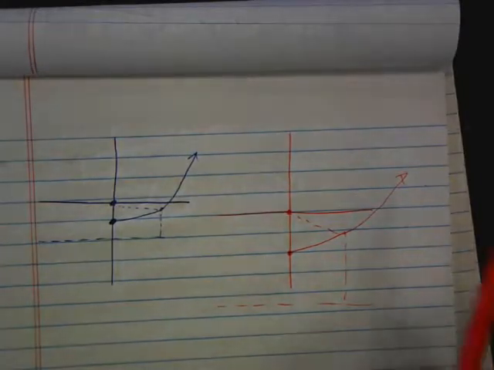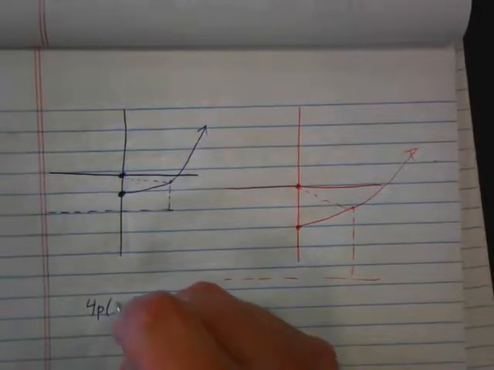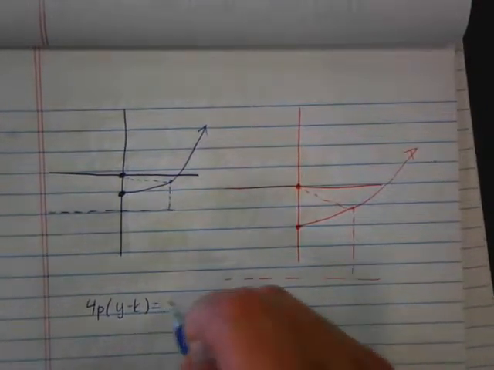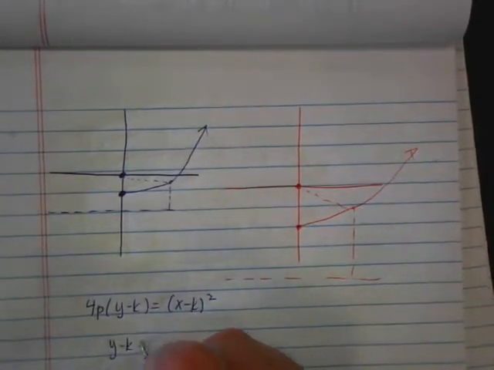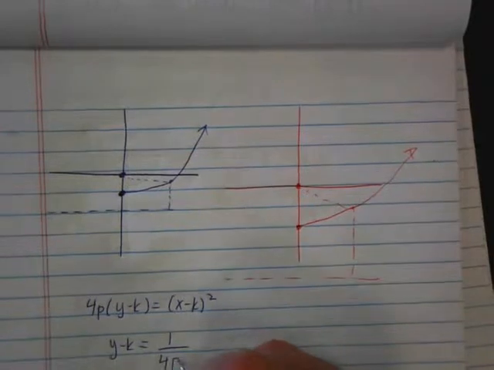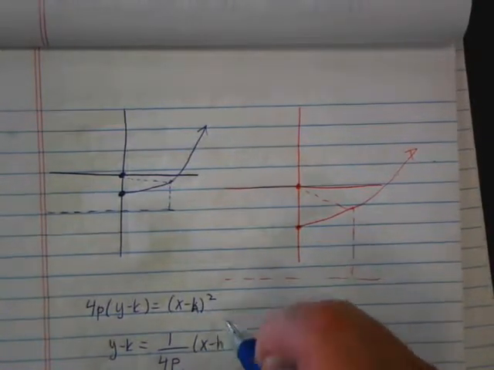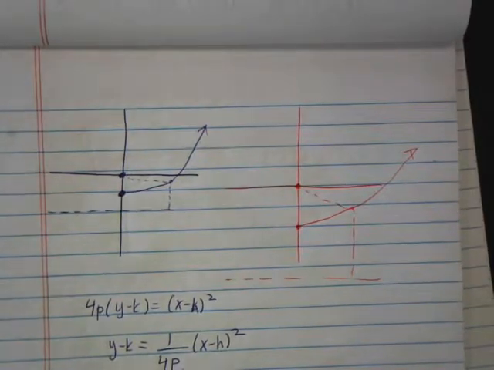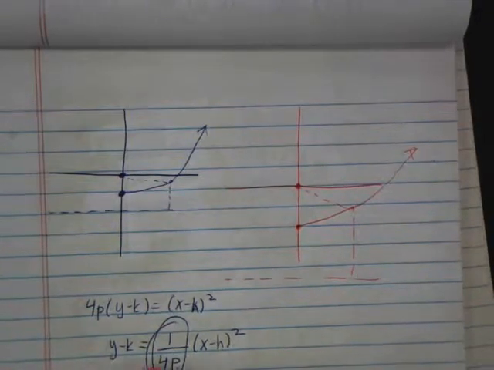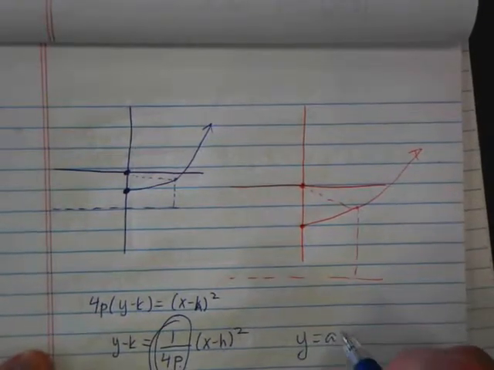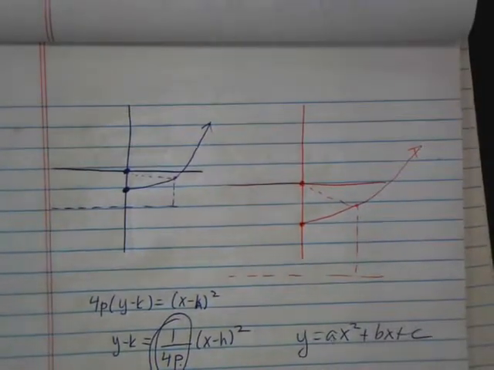Or the other answer is, look at your equation here, we have 4p times y minus h equals x minus k squared. You could write this as y minus k equals 1 over 4p times x minus h squared. And what does this number in front, when we have it written this way, do to this parabola? Think of your standard formula, y equals ax squared plus bx plus c. What does that a number do to your parabola?